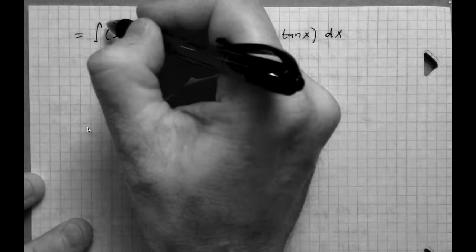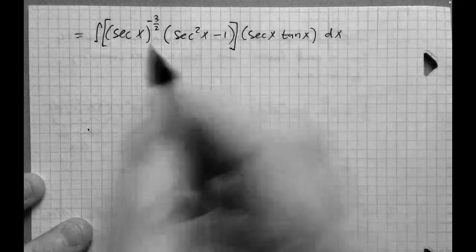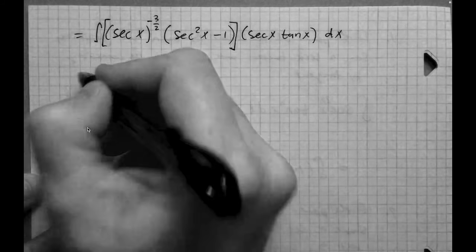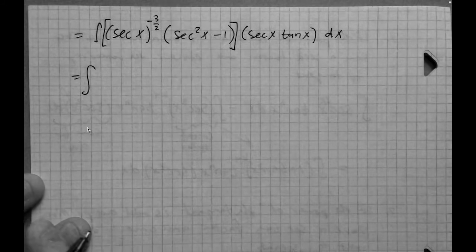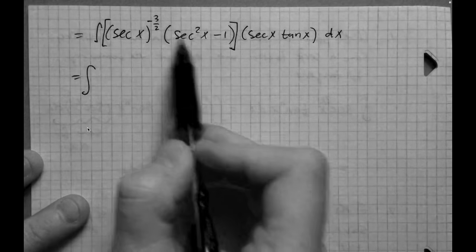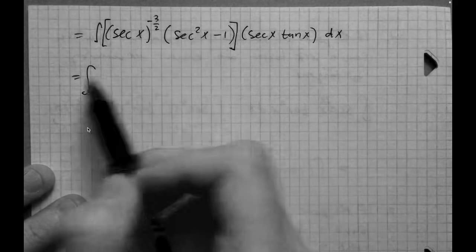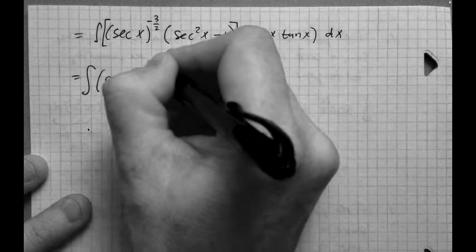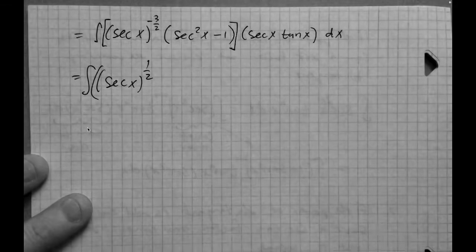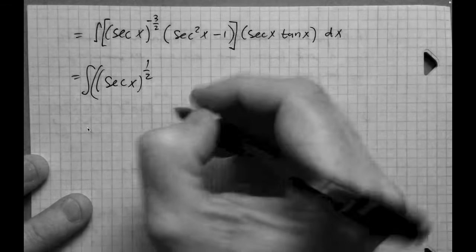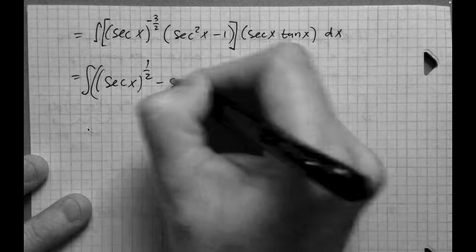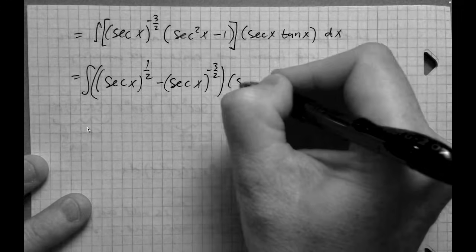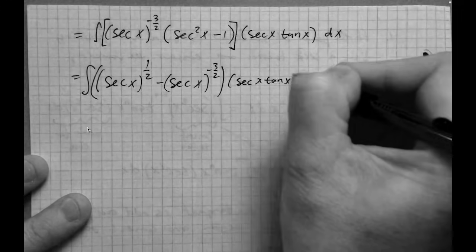And then I can, just like before, I can come in here and I can expand this piece of it. Just leave this part alone, but expand this section. Okay, and so when I do that, I get secant to the negative 3/2 times secant squared, and that gets me secant x to the 1/2 power. And then this times that is just the same thing, so minus secant of x to the negative 3/2 power. And then that whole thing is still secant x tan x on the outside there.